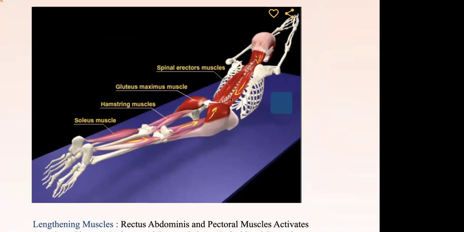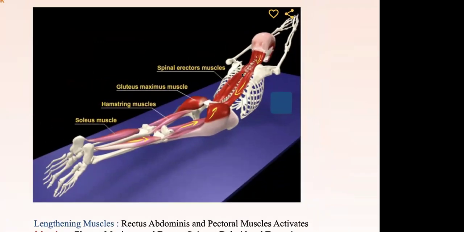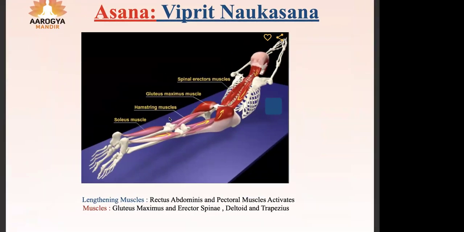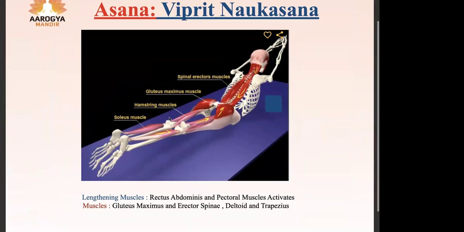So what are the muscles getting contracted? The erector spinae muscles, which run by the side of the spinal column, both the gluteus maximus, and you can see the calf muscles and the hamstrings are the stabilizer muscles. In fact, these muscles should also be contracted so that you can perform your posture properly. So these are the muscles which are getting contracted, the gluteus and the erector spinae along with the neck.